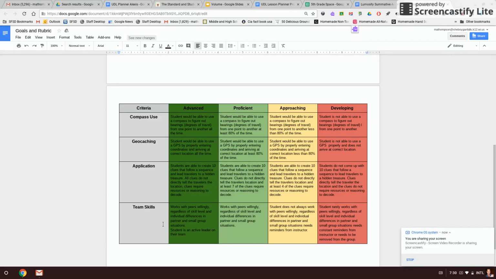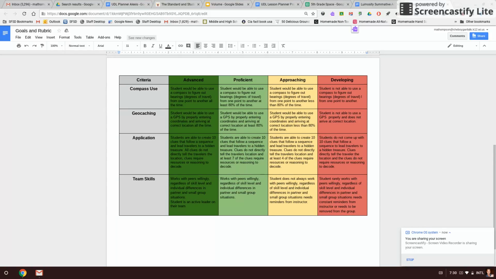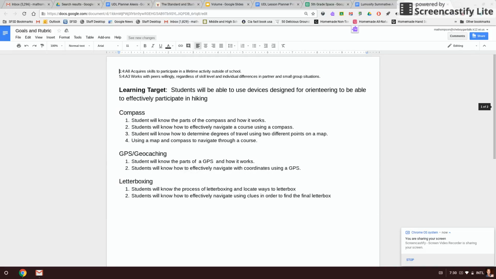And as I said before, team skills are usually a part of Phys Ed Common Core standards, and they're also a part of how kids have to conduct themselves in class. And so team skills are also represented there on the rubric.